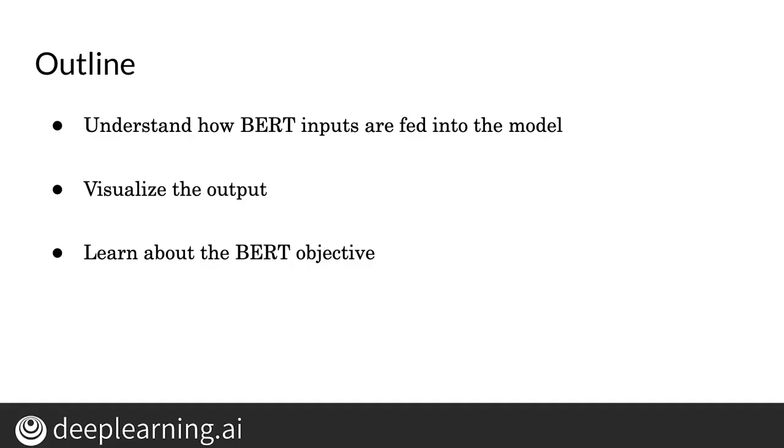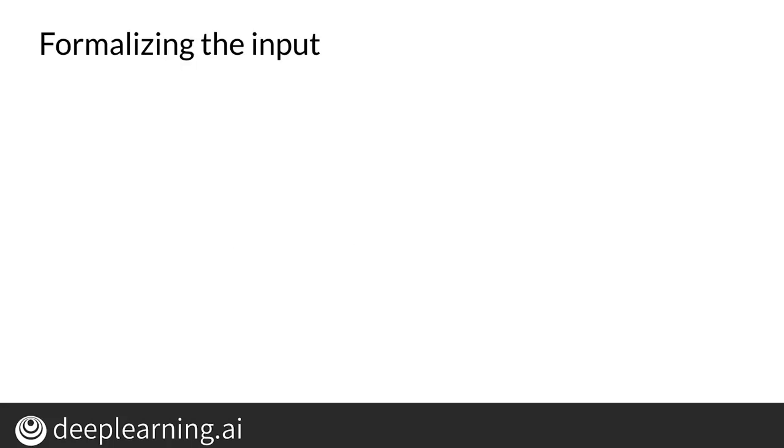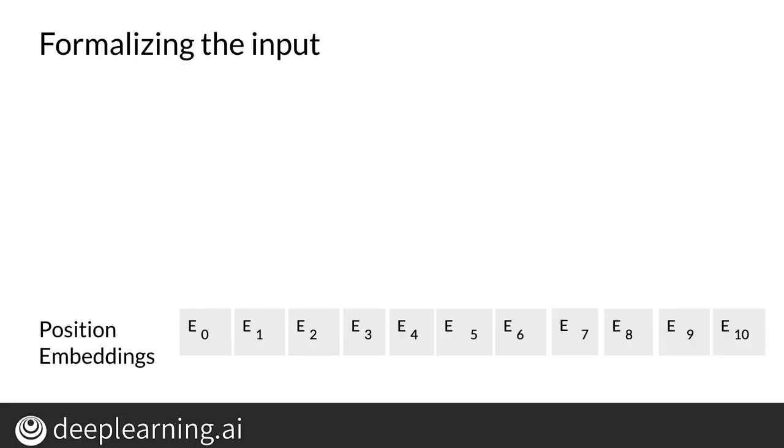So you're going to learn how BERT inputs are fed into the model and the different types of inputs and their structures. Then you're going to visualize the outputs. And finally, you're going to learn about the BERT objective. So formalizing the input, this is the BERT input representation. You start with positional embeddings. They allow you to indicate the position of the word in the sentence, so where each word is in the corresponding sentence.